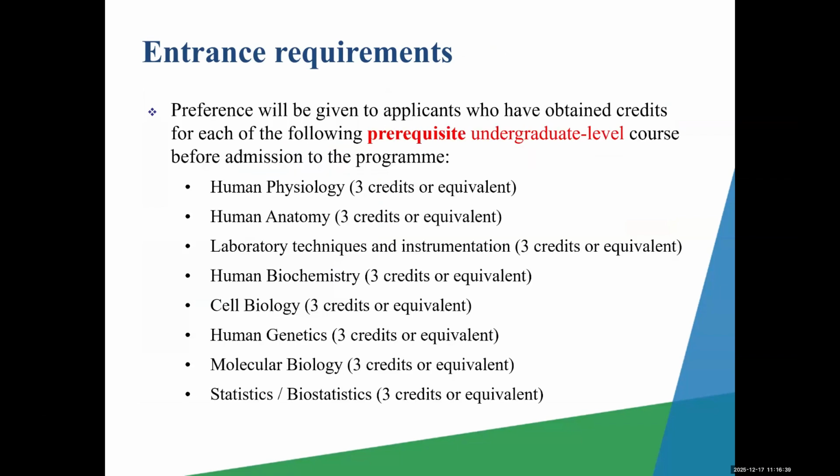In addition to the degree, I would like to emphasize that preference will be given to applicants who have obtained credit in the following subjects. This is a prerequisite. One of the reasons is that we are trying to pack a lot of subjects into 2 years, but there is still a lot of background subjects that cannot be packed into this 2 year program. So we expect the candidate to have already learned human physiology, human anatomy, very general human biochemistry, cellular biology, and molecular biology. Those kinds of subjects.